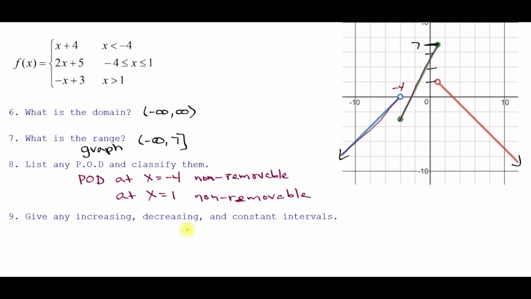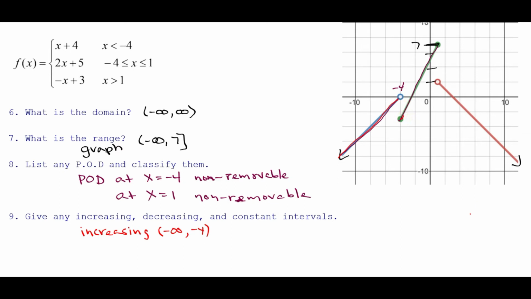Finally, we're talking about increasing, decreasing, and constant regions here. So again, I'm going to start from the left and start tracing this graph. As I trace this graph, I am increasing until I get to this point where we have to pick up our pencils. We're going to say we're increasing from negative infinity to negative 4, parenthesis on the 4, because on this section of this graph, there's an open circle there.